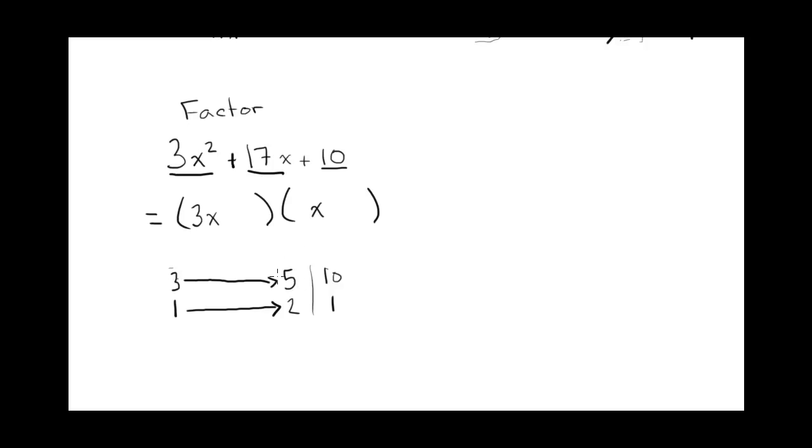I want to multiply the 3 by the 5, so I'll put them in opposite brackets. And I want to multiply the 1 by the 2, so I'll put them in opposite brackets. And that should be it. If you expand, you should get back this. I'll let you do that. So just try expanding this to get back that one.